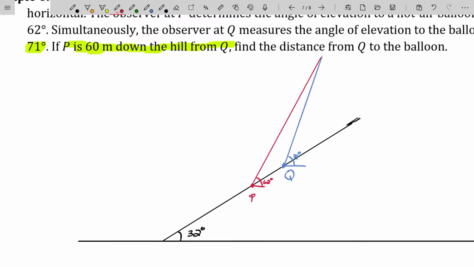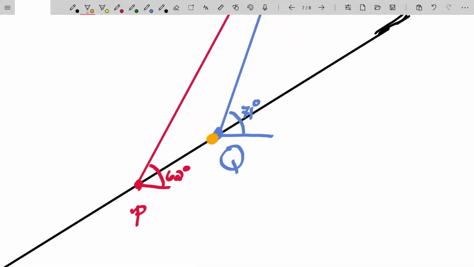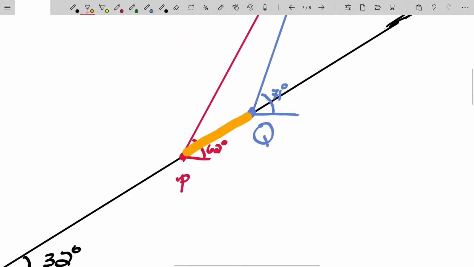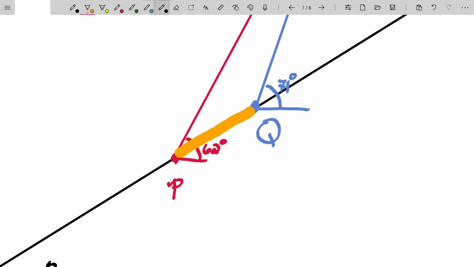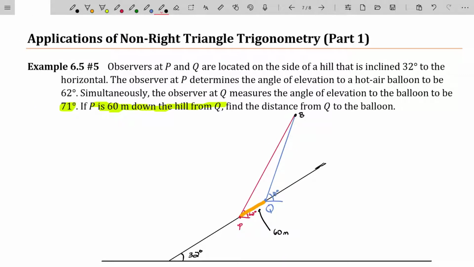And then the distance between them. So I'll use orange for that. This distance between them was told to us to be 60 meters. So I'm going to write that down. A little bit tough to write in there, so I'll just point an arrow and say that's 60 meters. So now I know, and by the way, there's a balloon up here, I'll call that B. And we want to know what's this distance D, the distance between the person at Q and the balloon.